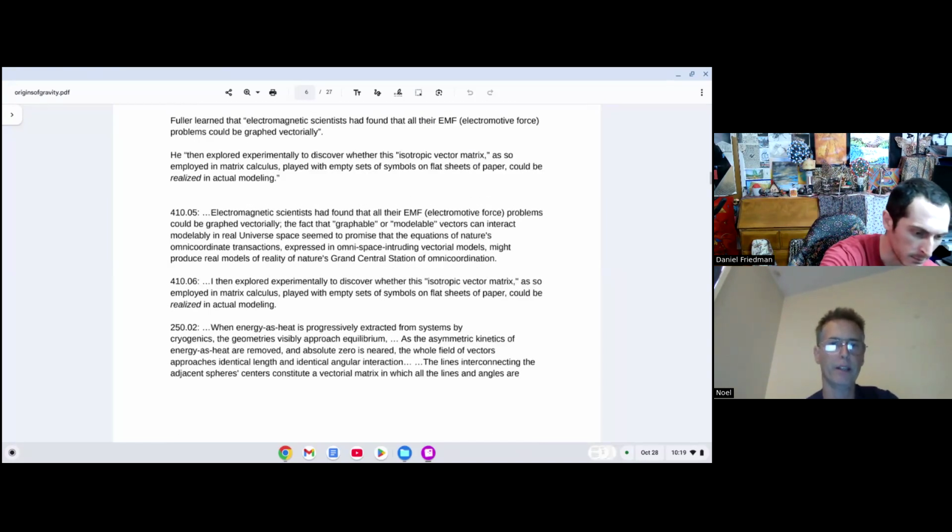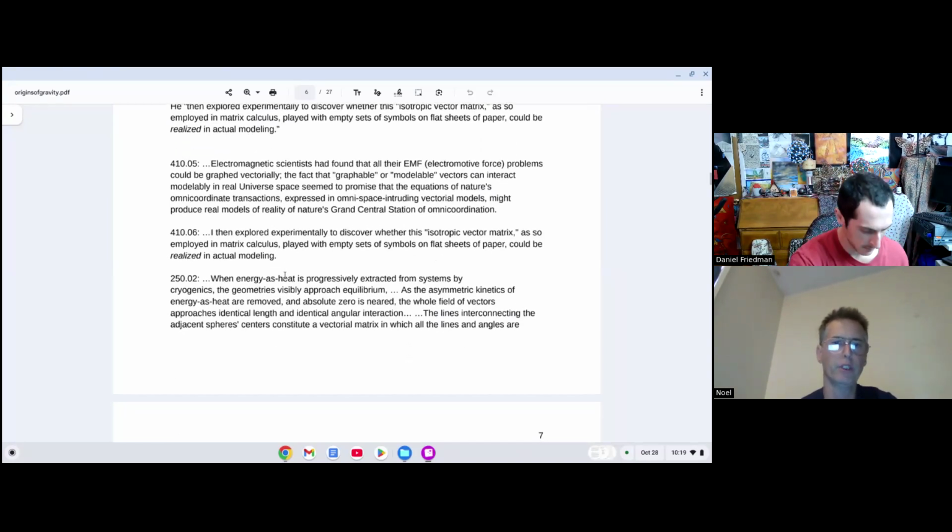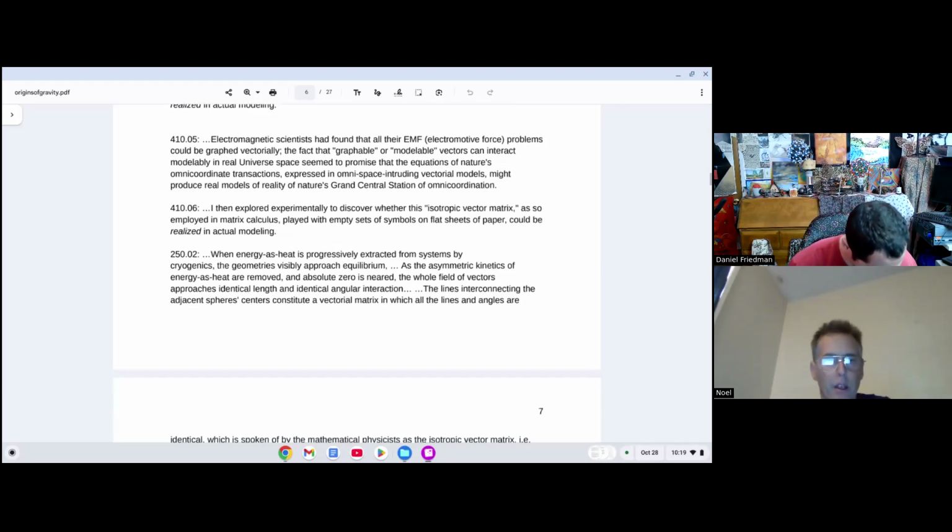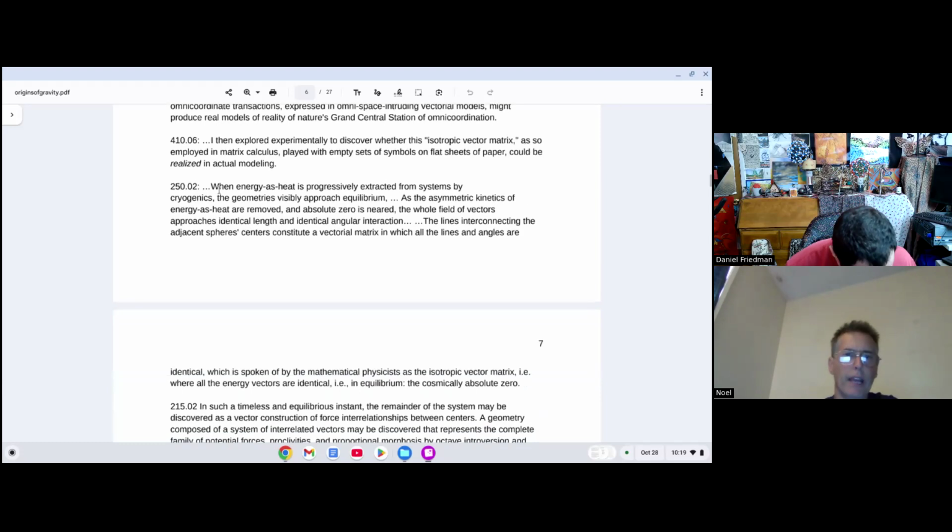He explains a little bit more about it down here. So his idea was that in closest packing of unit radius spheres, when energy as heat is progressively extracted from systems by cryogenics, the geometries visibly approach equilibrium. As the asymmetric kinetics of energy as heat are removed and absolute zero is neared, the whole field of vectors approaches identical length and identical angular interaction. The lines interconnecting the adjacent spheres' centers constitute a vectorial matrix in which all the lines and angles are identical, which is spoken of by the mathematical physicists as the isotropic vector matrix, where all the energy vectors are identical, that is, in equilibrium, the cosmically absolute zero.